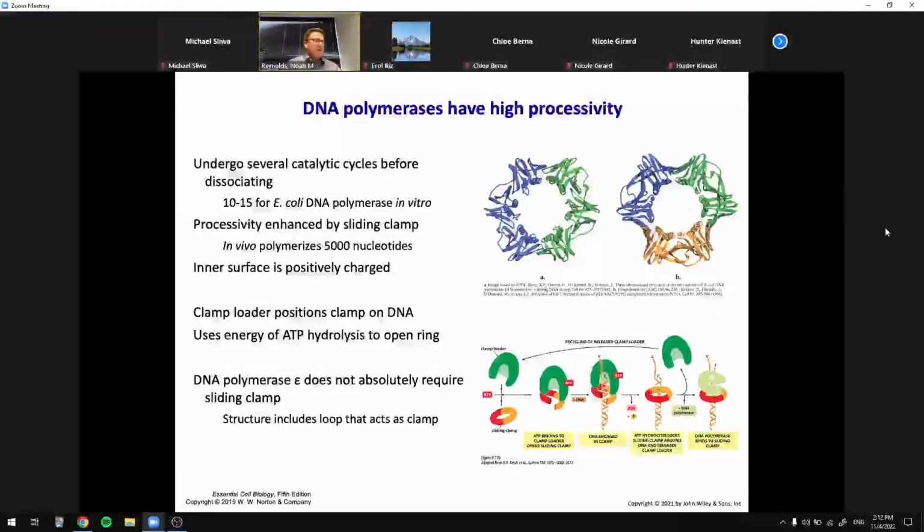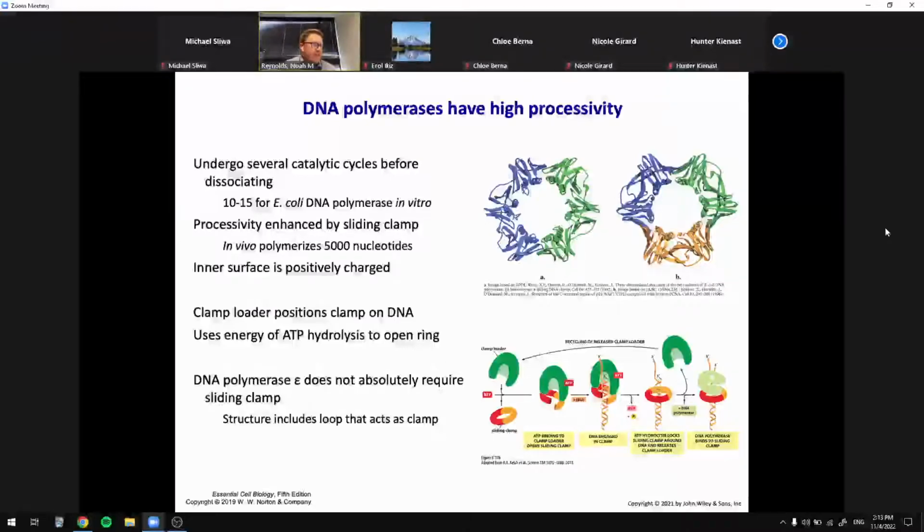And so we have something called a clamp loader. This is an enzyme that's going to use the energy from ATP to open up the clamp, hook it around the DNA, and then let go of it. So it used that energy to put on the clamp. Now DNA polymerase associates and doesn't come off. So it can do thousands of nucleotides before it comes off.